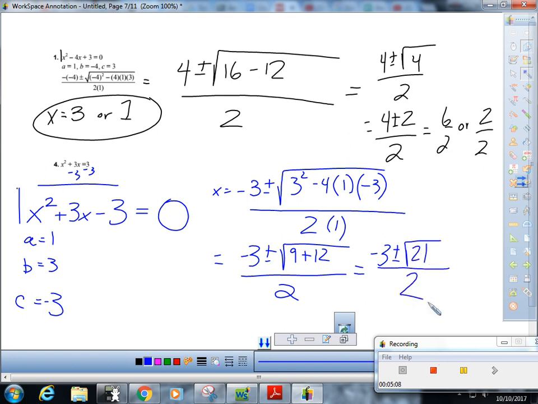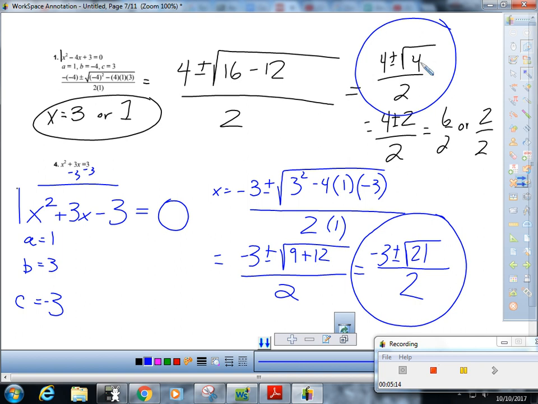Now let's look at the difference between this one and this one. This one we had a radical 4. The square root of 4 is 2. So of course we kept going and we wrote our answer as humans would, like numbers, 3 or 1. But this one is nasty. The square root of 21 is not a nice number, so we will actually leave our answer like this. And by answer, I mean answers. This is two different answers right here. Okay? So that is our answer.